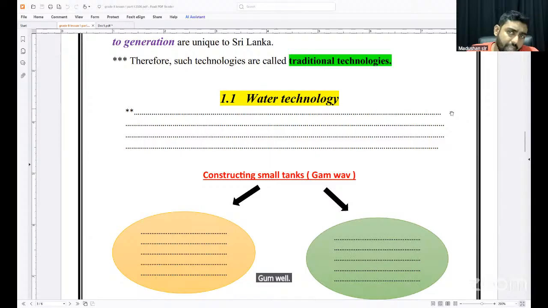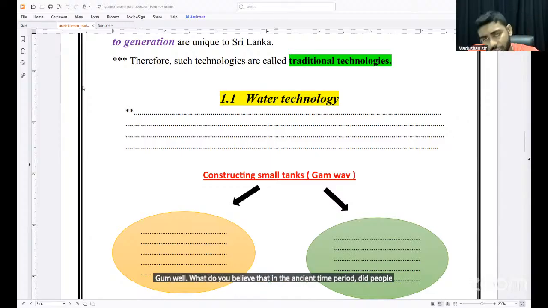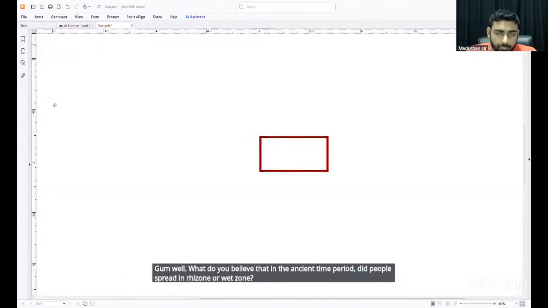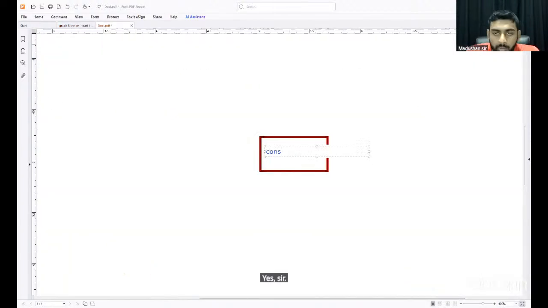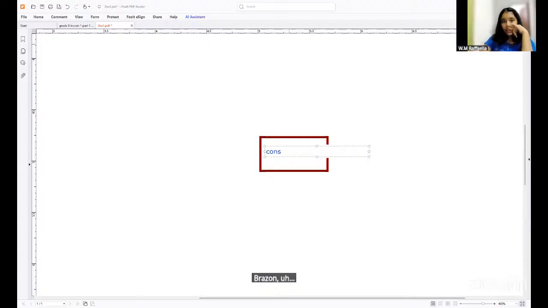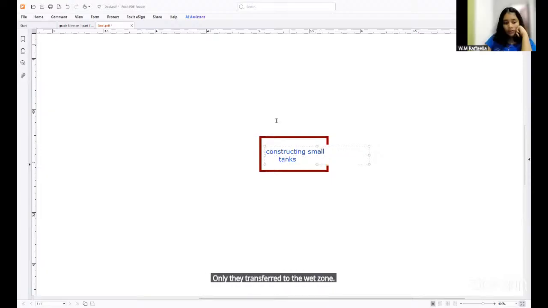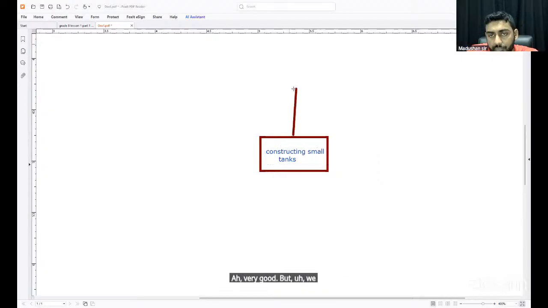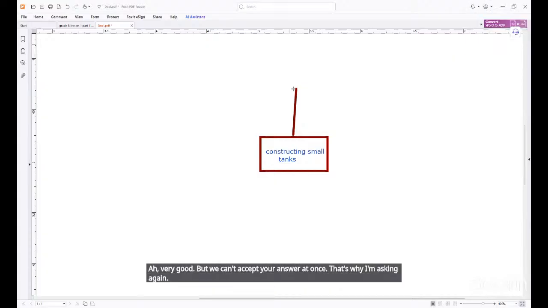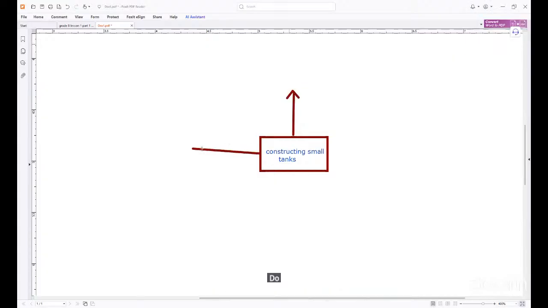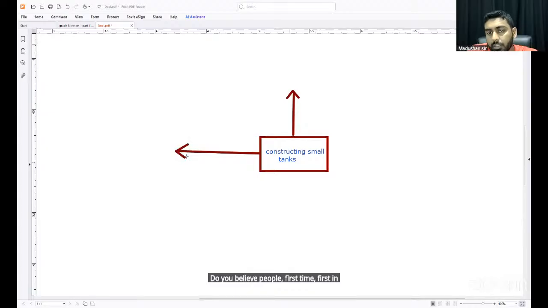Do you believe that in the ancient time period, did people spread in the dry zone or wet zone? Shall I repeat the question? After the downfall of Polonnaruwa, only they transferred to the wet zone. Very good. But we can't accept your answer at once. Therefore, I'm asking again. Do you believe people first in history spread to dry zone or wet zone areas?